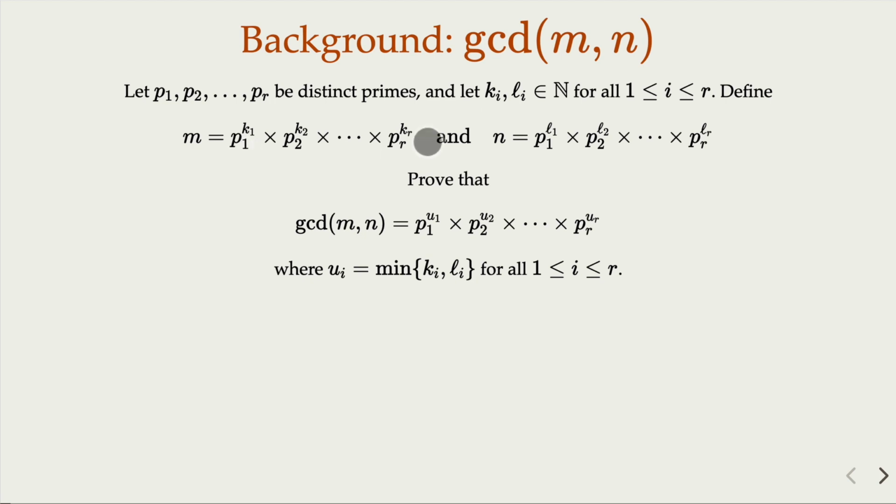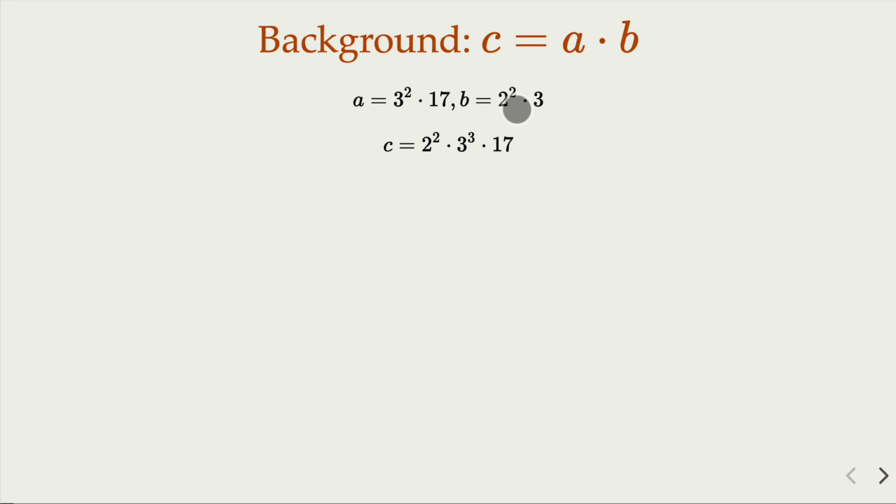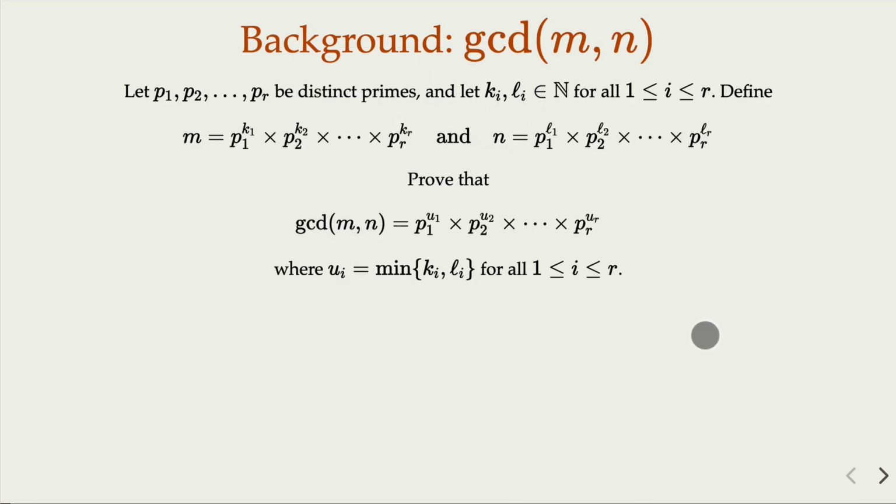In other words, you pick the smaller value between k1 and l1, and you put it as the exponent. We can take the example here for a and b, with primes 3 and 17, and the exponent of 17 in b is going to be 0. It does not appear. So the GCD is going to take 17 to the 0, which is 1. In other words, it will not be in the GCD. The GCD here is going to be 3. I'm going to leave this as an exercise.